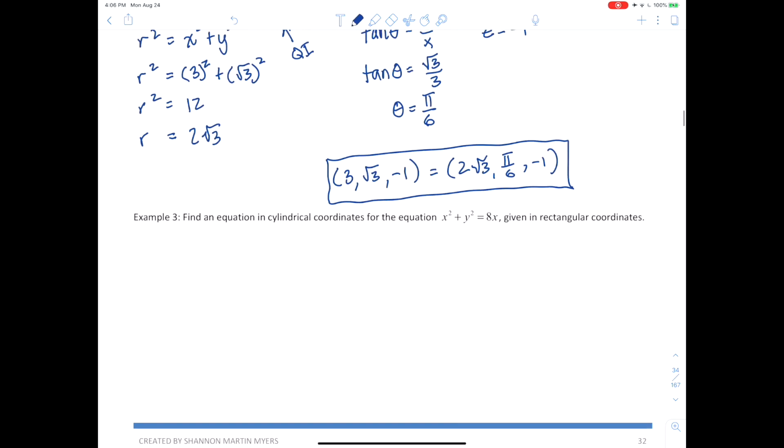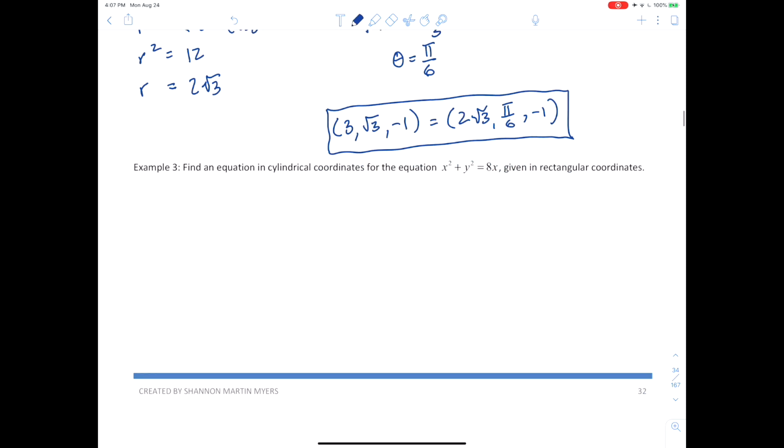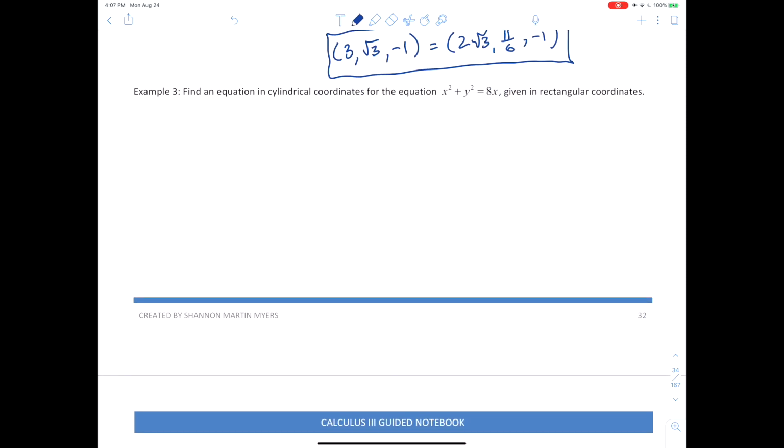All right, next up, let's find an equation in cylindrical coordinates for the equation x squared plus y squared is 8x, right? And that's given in rectangular. So let's see. x squared plus y squared equals 8x. Well, what is x squared plus y squared? Beautiful. Isn't x squared plus y squared r squared? And then x is, awesome, r cosine theta.